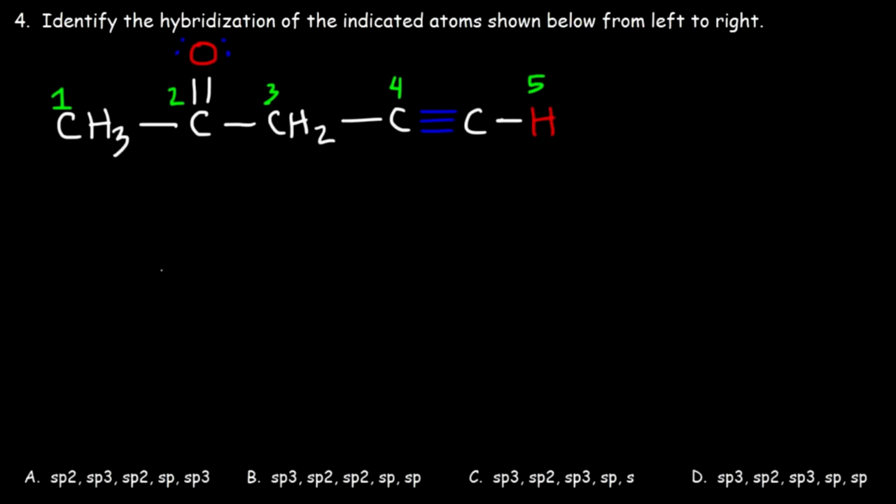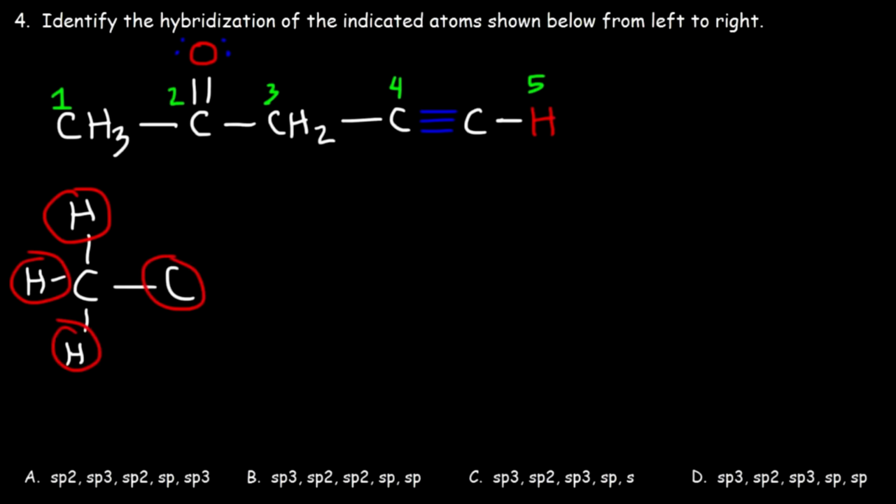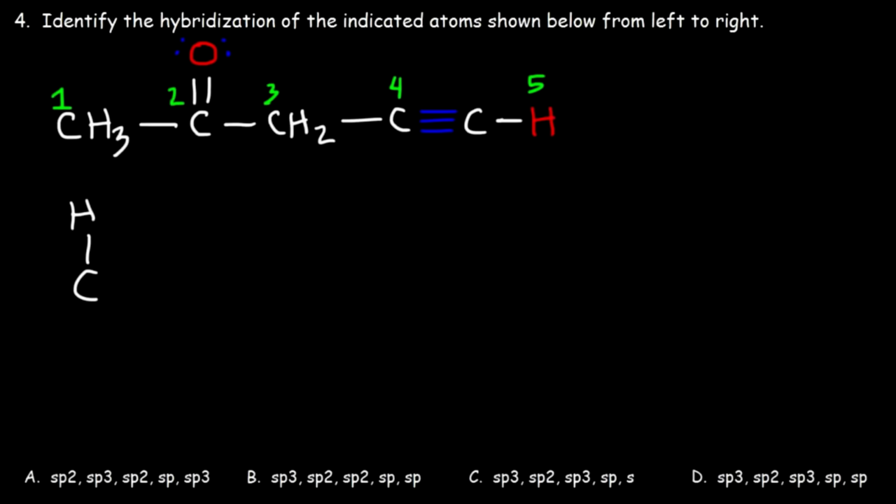So let's start with CH3. So we have a carbon attached to 3 hydrogens, and it's attached to the carbon at the right. So let's put C here. So this carbon has 4 groups attached to it, which means that it's sp3 hybridized. So let's put sp3 here. Now we need to go in order from left to right. So in each answer choice, the first answer should be sp3. We can eliminate A, which is sp2. So we're between B, C, and D.